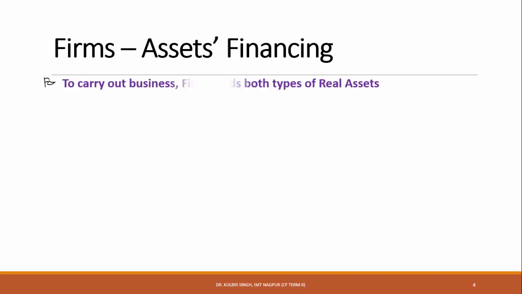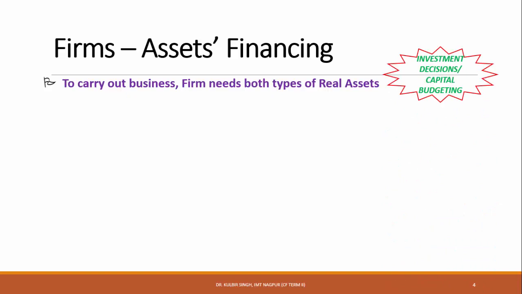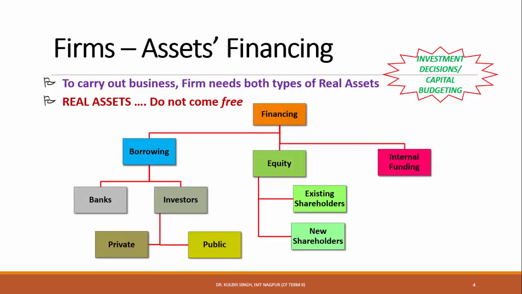So, to carry out a business, firm needs both types of real assets, tangible assets and intangible assets. This comprises investment decisions or capital budgeting. However, these real assets do not come for free. One has to pay for them. So, a firm has to finance these assets from various sources. This financing can be done through borrowing or in the form of equity or internal funding. Borrowing can be done from banks or from the investors. Financing in the form of equity can come from existing shareholders or new shareholders, and internal funding can come from the reserves and surplus.